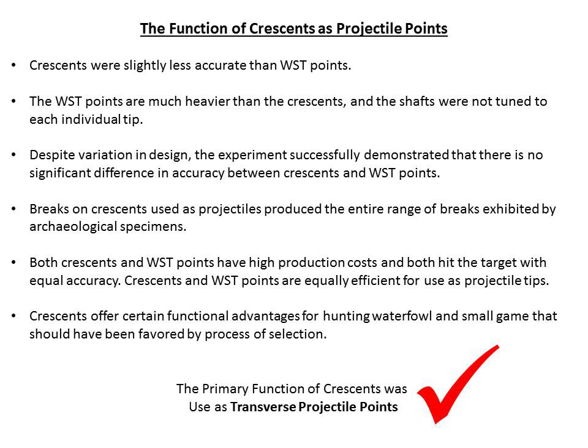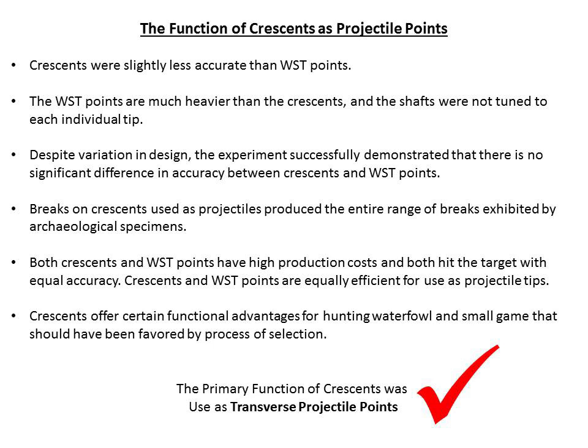Breaks on crescents used as projectiles produce the entire range of breaks exhibited by archaeological specimens. Both crescents and western stem points have high production costs, and both hit the target with equal accuracy, and therefore they're equally efficient for use as projectile tips. Furthermore, crescents do offer some functional advantages for hunting waterfowl that should have been favored by processes of selection. So the primary function of crescents as transverse projectile points is supported.